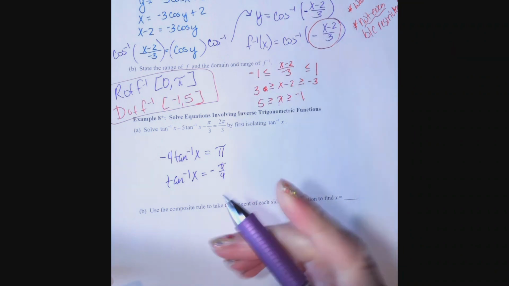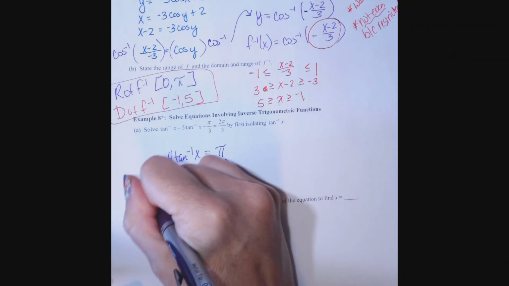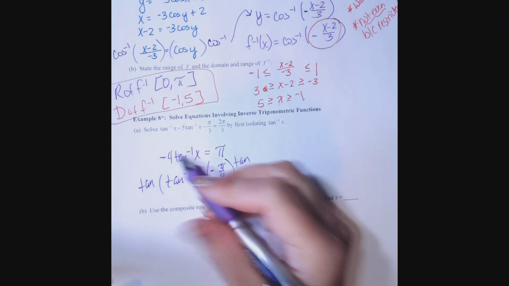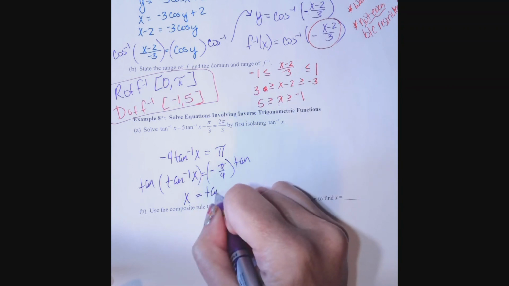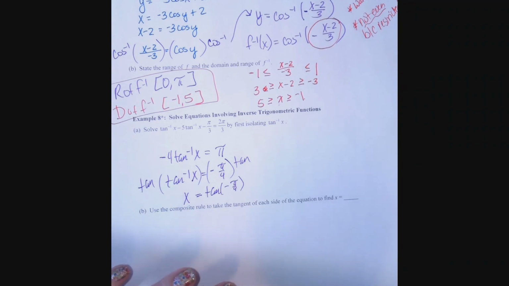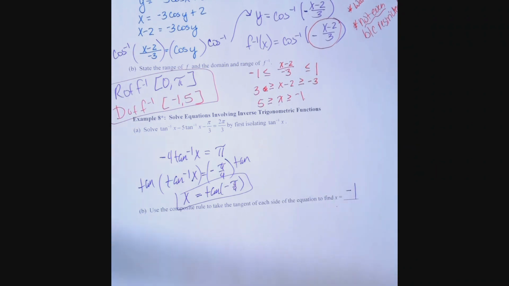-pi/4. Well, I take the inverse function. Taking the inverse, I take the tangent of both sides. And tangent of tangent inverse gives me x equals the tangent of -pi/4. Now, what is the tangent of -pi/4? It's going to be -1. The tangent function value of -pi/4 is just -1.